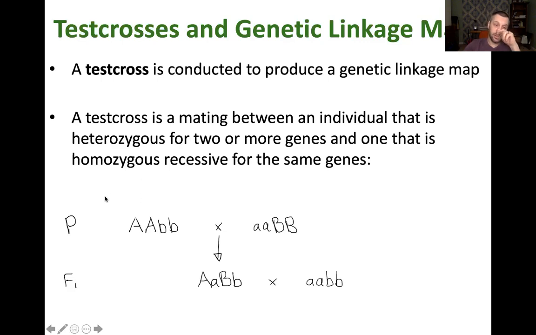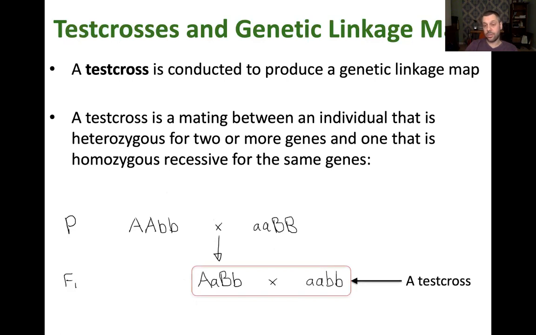We have a parental generation where we have two big A's, two little B's. We're crossing that to something that is two little A's, two big B's, which gives us an F1 progeny of big A, big B, little b. That's a dihybrid animal. Now, a dihybrid animal, or organism, I guess, is heterozygous for two genes. If we cross that individual to a homozygous recessive individual, that is a test cross. So that's the name for this particular cross.